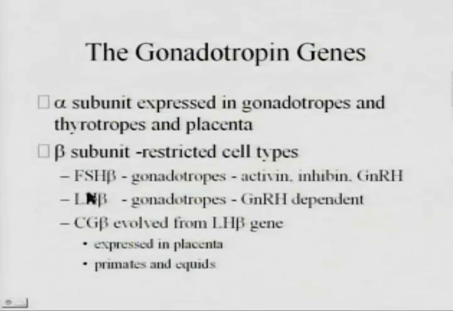The LH beta, on the other hand, even though still expressed in the gonadotropes, has an expression that is dependent upon GnRH. And as we'll see, it is affected by at least androgen negative feedback. The chorionic gonadotropin beta is a separate gene that evolved from the LH beta gene and is selectively expressed in the placenta and is present within primates and equids. This would be horses.